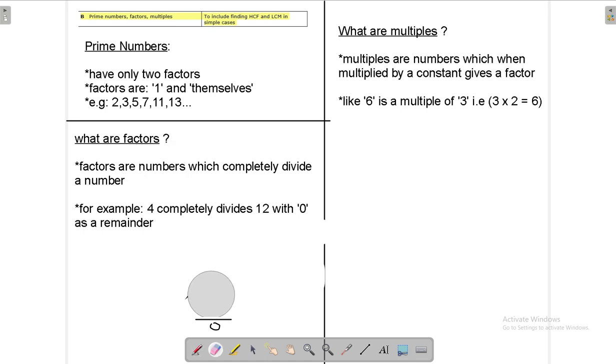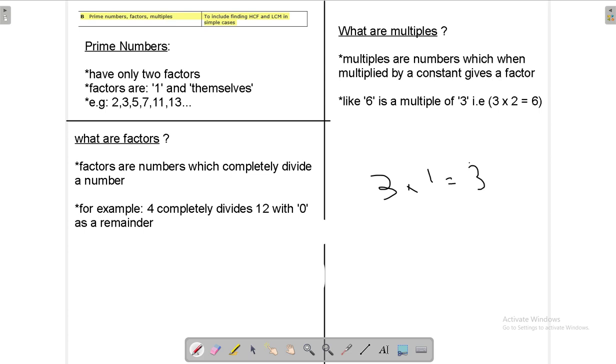So in the next part, I'm going to tell you what multiples are. Multiples are simply numbers obtained when a number is multiplied by a constant. For example, 3 into 2 equals 6. Or you can simply think of a table, for example, 3 into 1. Let me just pick the pen here. So 3 into 1 equals 3.